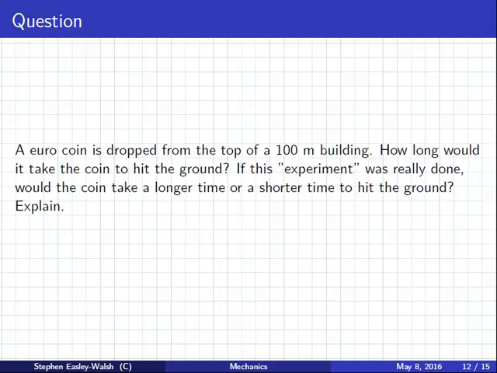Okay, a euro coin is dropped from a 100-meter building. How long would it take the coin to hit the ground? I want you to calculate this. So you have a coin and you drop it from a building of 100 meters height. How long would it take the coin to hit the ground? Can you calculate this for me, please? I don't think this is too difficult. UVATS. So it will be 0.01. That seems too small.